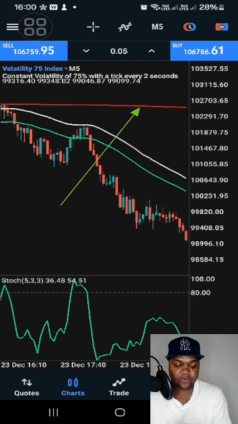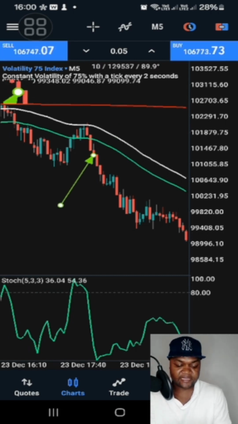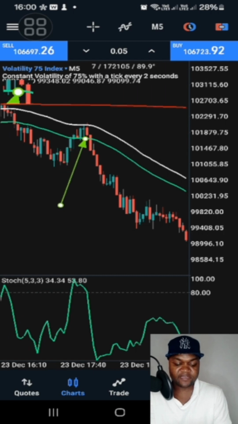Again, we also have these two lines. In our previous video, we talked about these two lines. These are the lines that are going to give us our entries. The two lines that I'm talking about are the white line and the lime green line. These are the lines that are going to give us our entry.